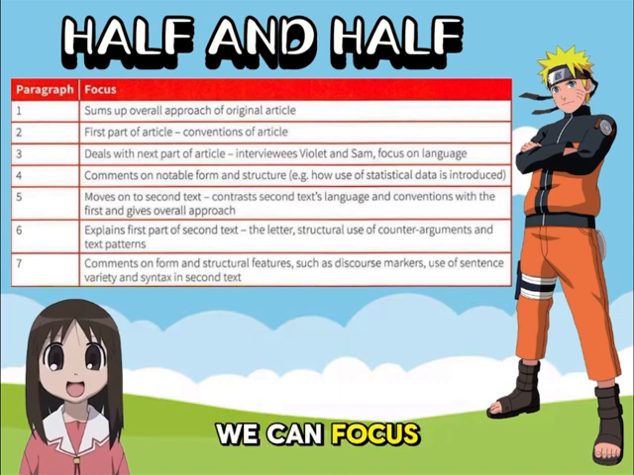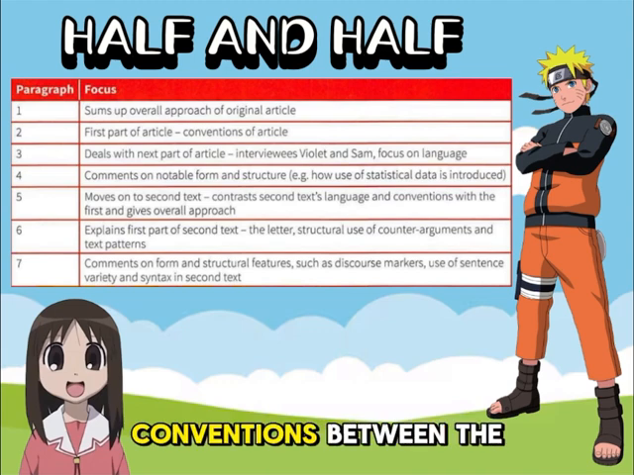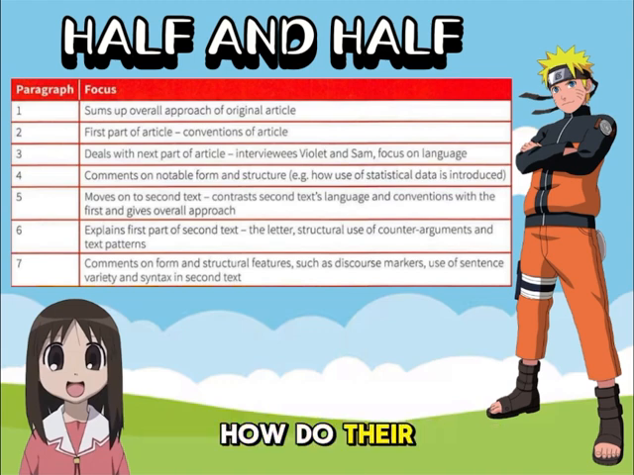After all that, we can focus on the second article. Paragraph 4 will talk about the overall approach of the second article, along with its goal, and how it will affect the structure of the article. Be sure to take into account the different contexts between the 2 articles. Paragraph 5 will focus on the contrast, the language, and conventions between the 2. How do their tones differentiate along with word choice? Paragraph 6 will explain use of counter arguments and text patterns. Paragraph 7 will mention form, structural features, and use of sentence variety.